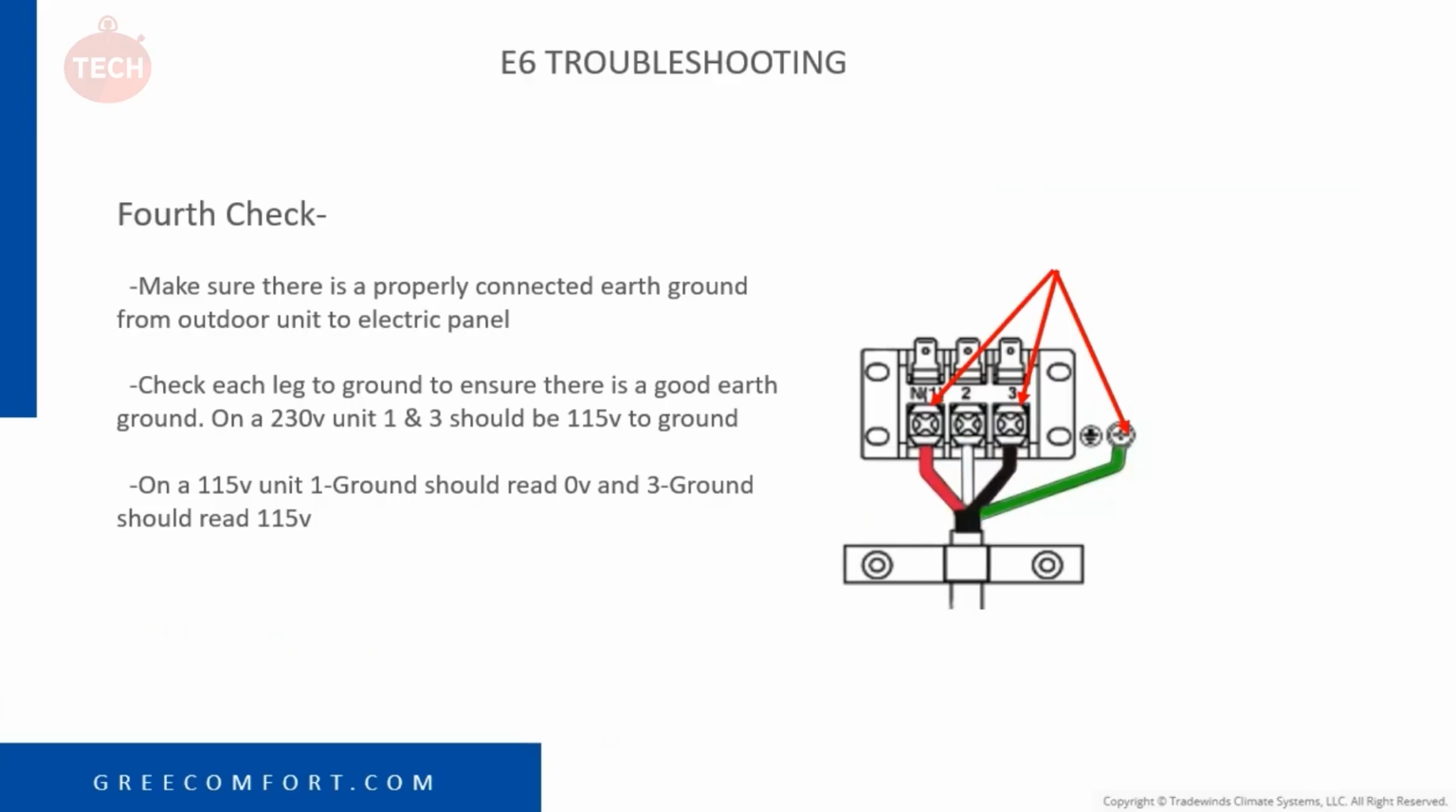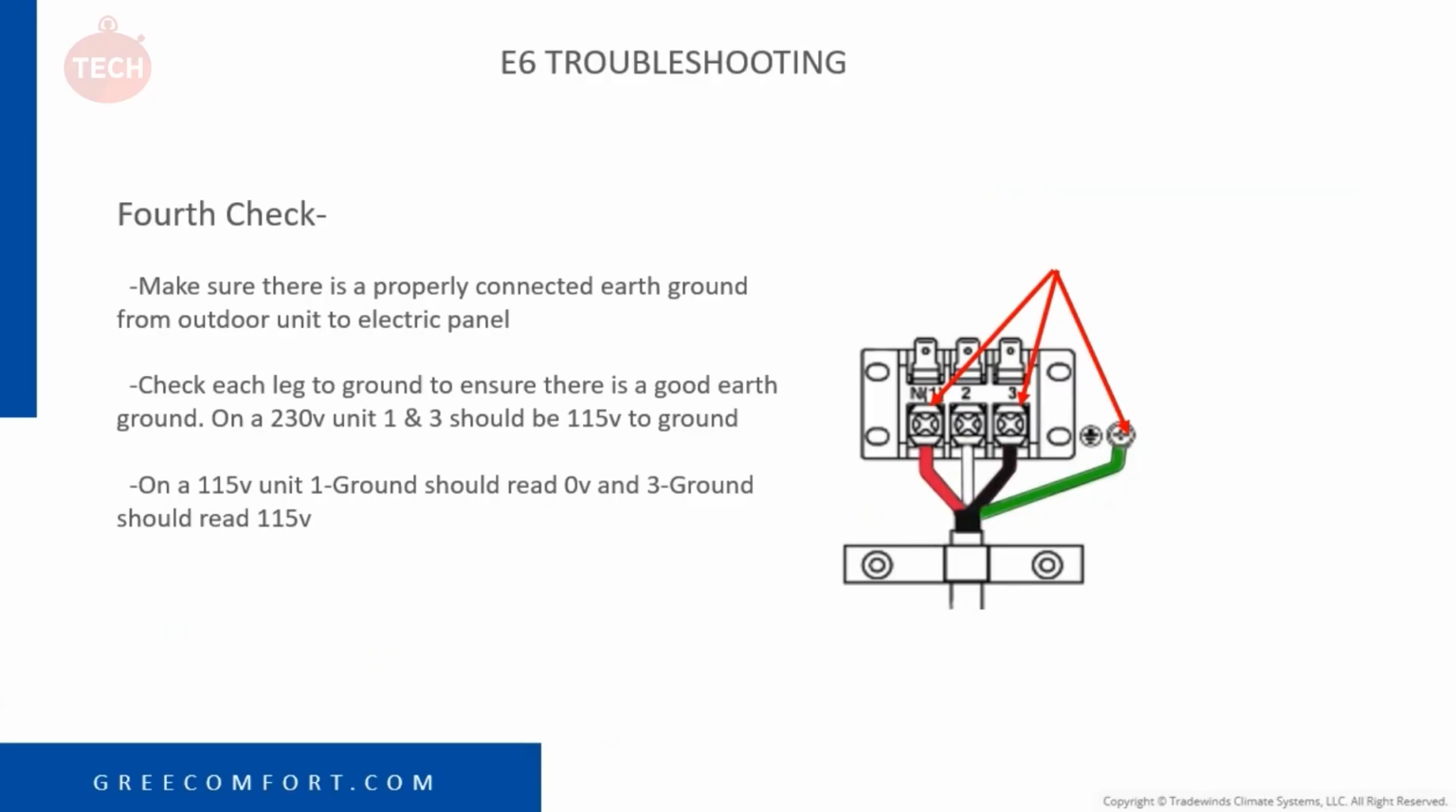The fourth check we want to do is make sure that we have a good ground. A good ground is crucial for communication as it uses the ground for communication. So I put some arrows there. So when checking this on a 230 volt unit, you check from 1 to ground and 3 to ground, you should have pretty close to the same reading. You shouldn't have more than a couple volt difference between 1 and ground and 3 and ground.